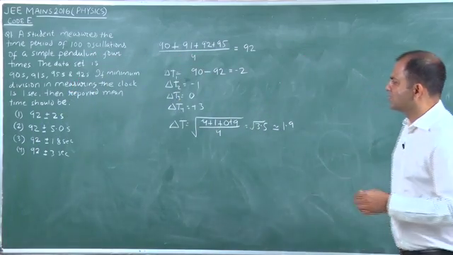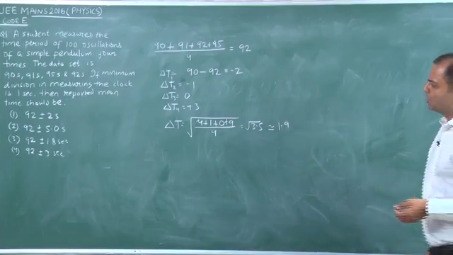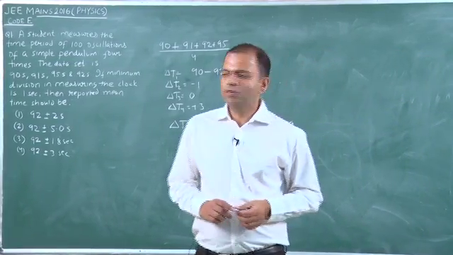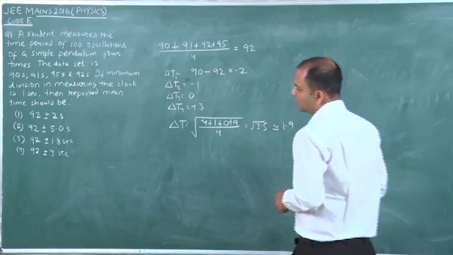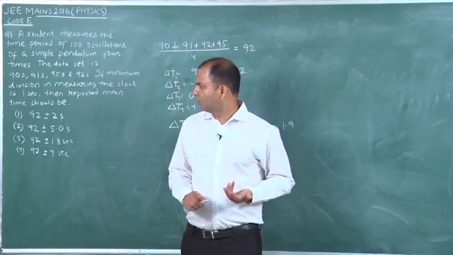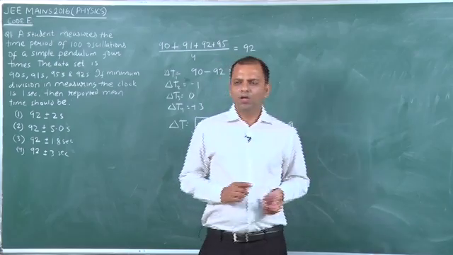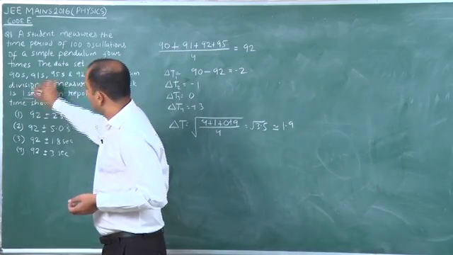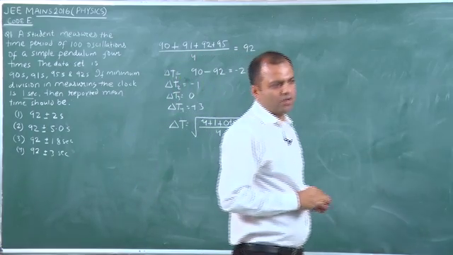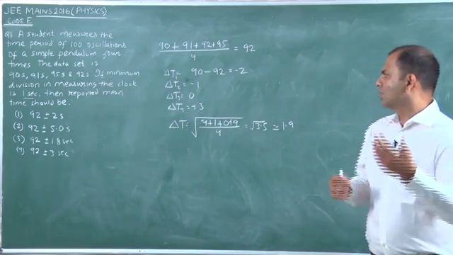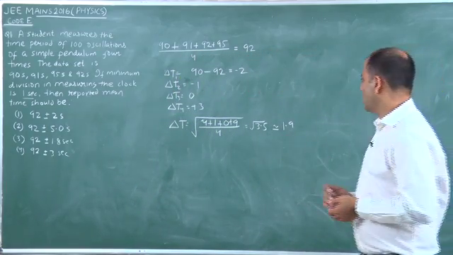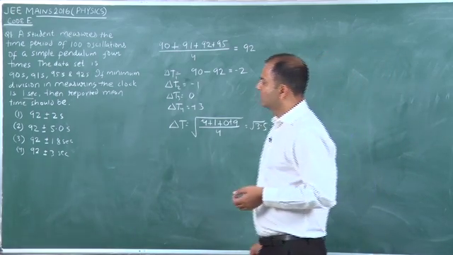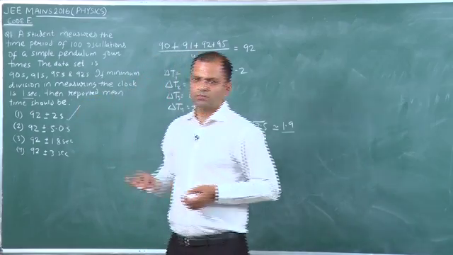Now, if you look at the options, we have an option of 92 plus minus 1.8 and another option of 92 plus minus 2 seconds. So, which option should we go for? Here we must keep in mind that the least count of the device is just 1 second. So, it can never give you a precision of 1 point something. So, we have to round it off and it becomes 2. The correct answer is 92 plus minus 2 seconds.